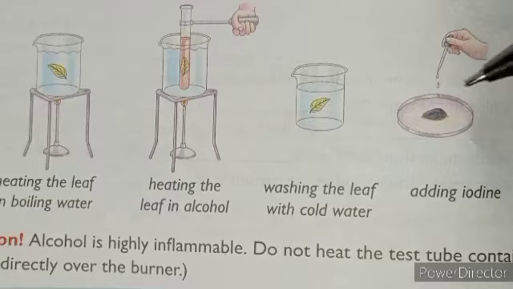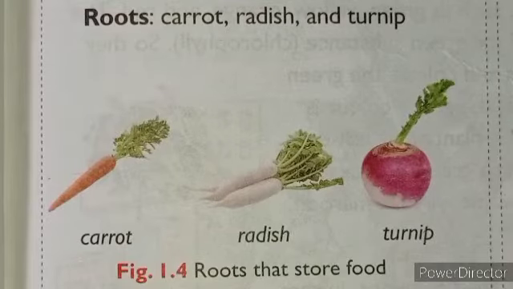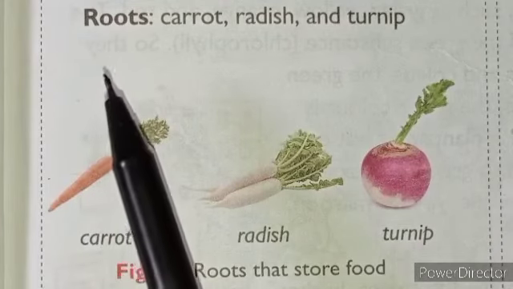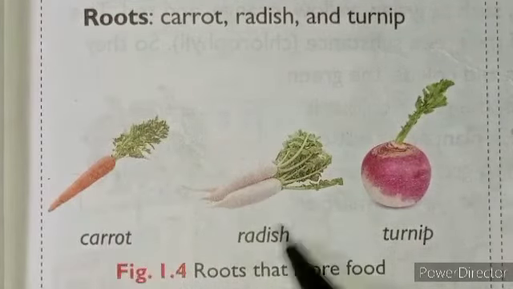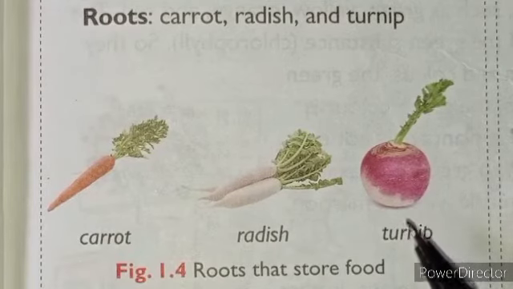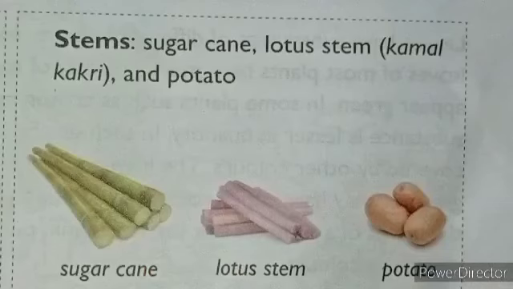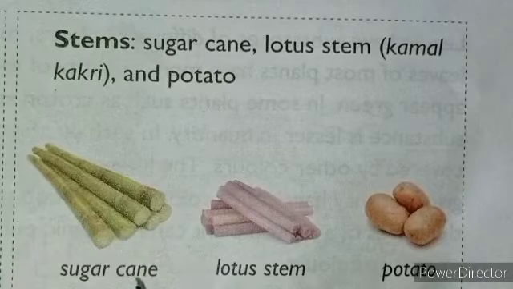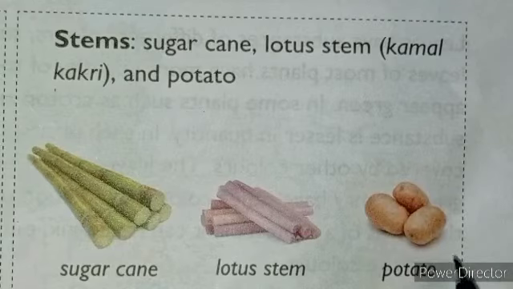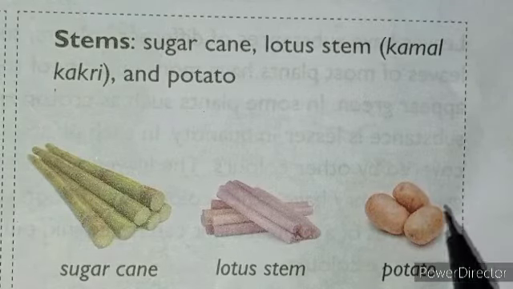Students, next let us look at some examples of plant parts that store food. First, roots. Carrot, radish and turnip are some examples of plants that store food in the root. Next, stems. Sugarcane, lotus stem and potato are some of the plants that store food in the stem.